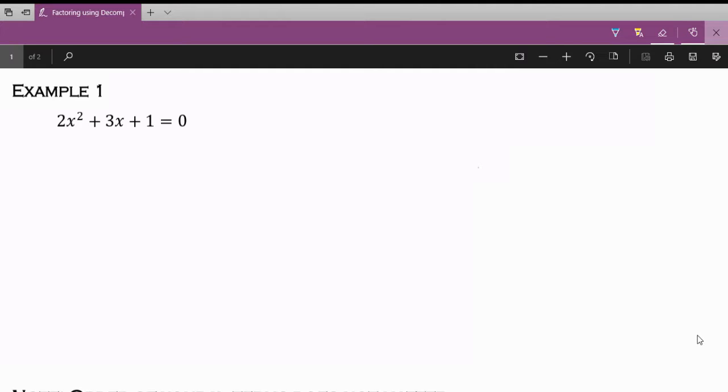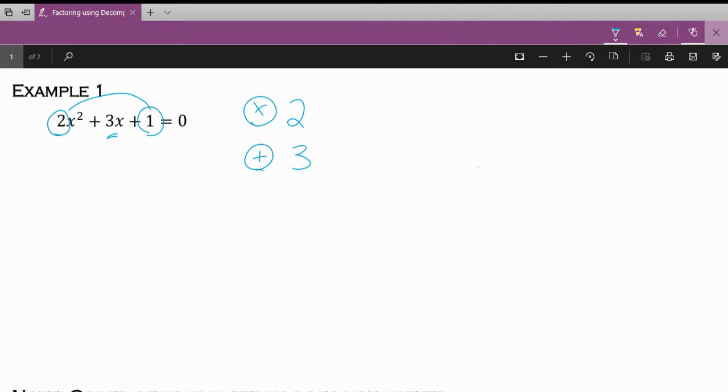So what we want to do first is look at our first term, which is 2, and our last term, which is 1. So our a value and our c value, and we multiply those two things together. We've got 2 times 1, which is 2. When we're doing the process of decomposition, we're looking for two numbers that multiply to 2 and also have to add to our middle term. So it has to add to 3.